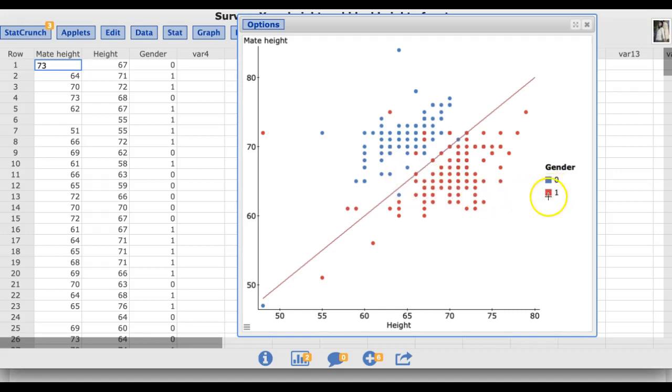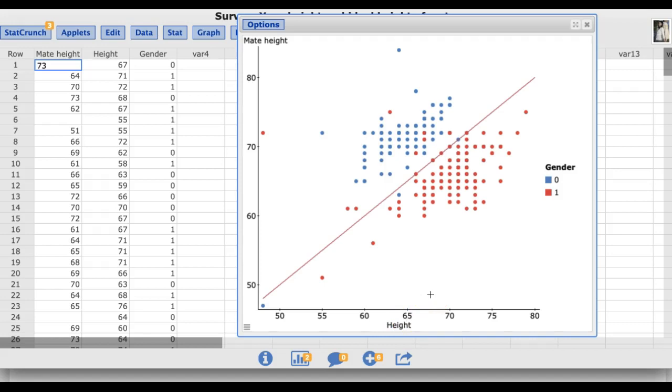And if we look at the males here, they're all below this line. So below this line, the values of y are smaller than x. So what does that mean? It means for most of the males here, a large percentage, their ideal mate height is shorter than they are. They are taller than their mate.